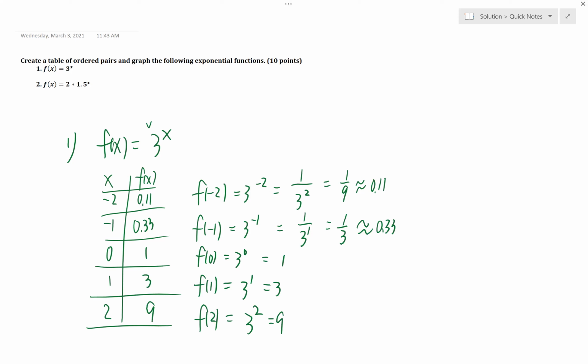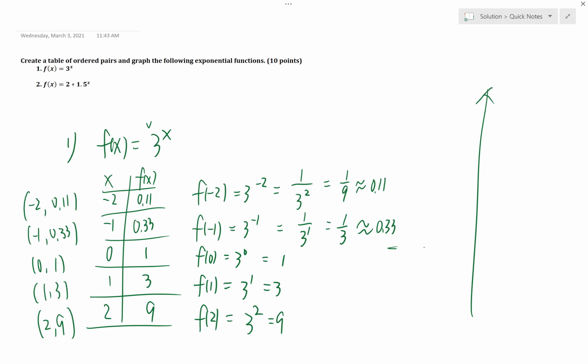And then we have all the ordered pairs. First: -2, 0.11. Second: -1, 0.33. Third: 0, 1. Fourth: 1, 3. Last: 2, 9. Now we're just going to graph on the side. We just need 9 units on top. And the x-axis is what we call a horizontal asymptote here. There's no transformation occurring, which means the x-axis is the horizontal asymptote.